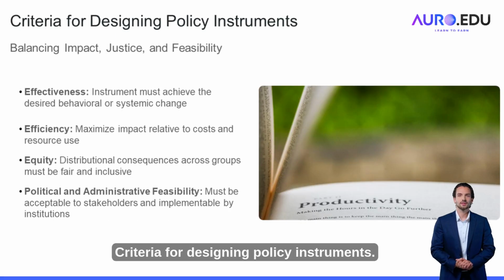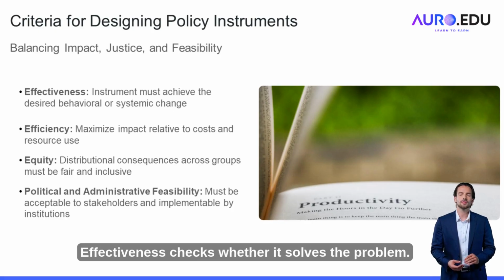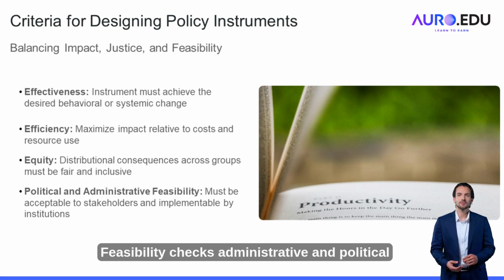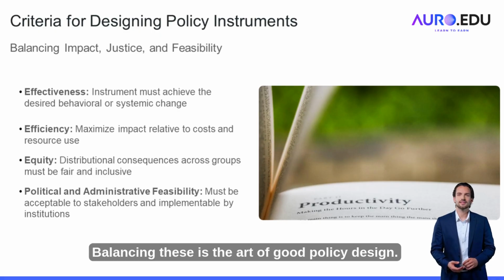Criteria for designing policy instruments. Every instrument must pass 4 tests. Is it effective, efficient, equitable, and feasible? Effectiveness checks whether it solves the problem. Efficiency ensures value for money. Equity asks if it treats citizens fairly. Feasibility checks administrative and political deliverability. Balancing these is the art of good policy design.